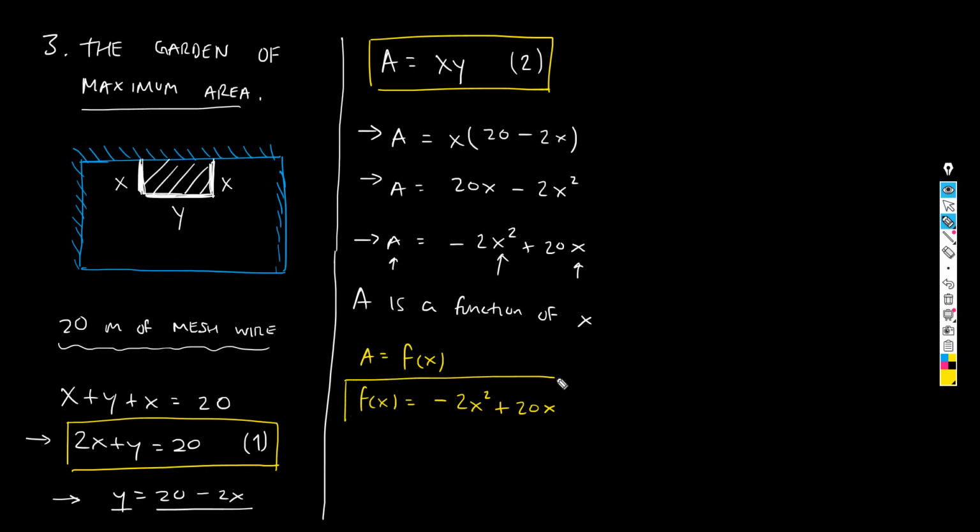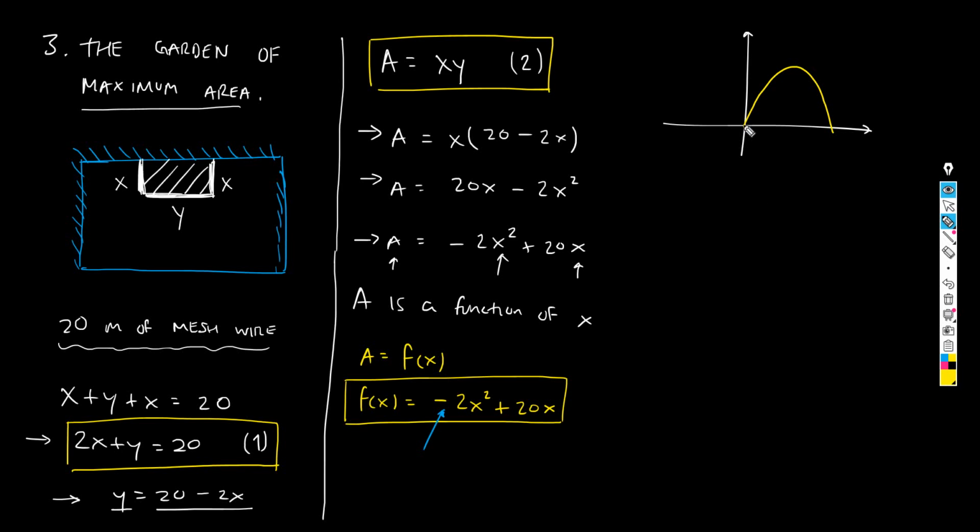And now I'm just going to use this to solve my problem. Why? Because being a quadratic function, we know that this is going to look like a parabola. I have already told you that the coefficient of x squared is negative. What that means is that when you graph the parabola, it's going to open downwards, like this.